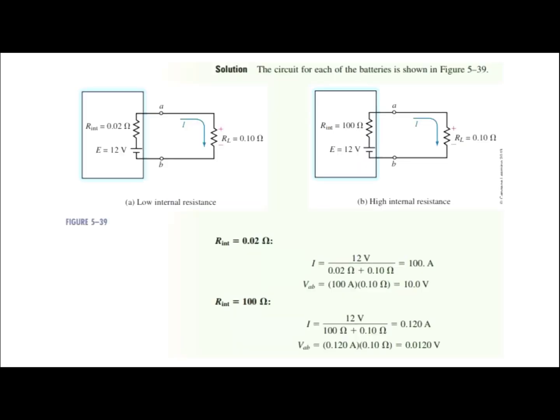Okay, so here's where we look at that example. One of them is with a low internal resistance of 20 milliohms. The other is with 100 ohms. Both of these are 12 volt sources. But if we look at the same load of 100 milliohms or 0.1 ohm, we can see down here the results of a VAB value, or what would be called V terminal, right? So this is determining our terminal voltage in each case. VAB is our terminal voltage.